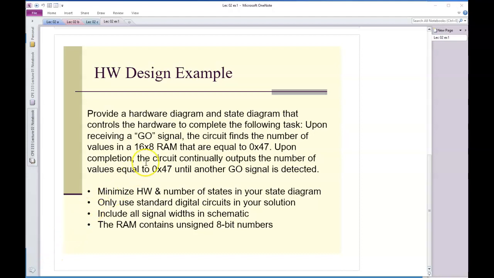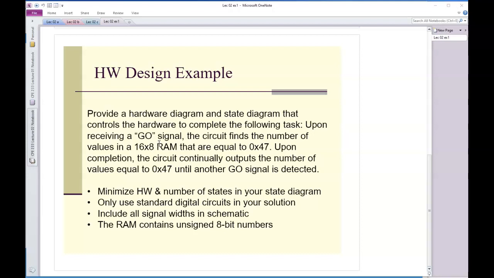So essentially what I want is to design a circuit that looks at the data in a 16x8 RAM. It tries to see how many values are equal to 47. Essentially it counts how many values are equal to 47, and it displays that count. Now, the first thing, similar to the last problem, is we have a RAM. What we know about RAMs is we have one way to address them. That's going to be the output of a counter.